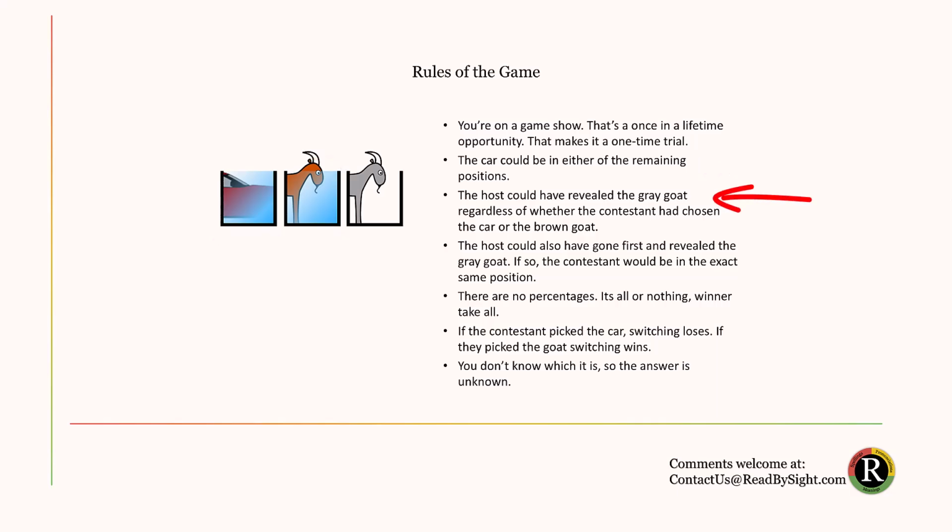The host could have revealed the gray goat, regardless of whether the contestant had chosen the car or the brown goat. So just to repeat that, this door could be opened regardless of which of these doors had been picked. The host could also have gone first and revealed the gray goat. If so, the contestant would be in the exact same position. Now there are no percentages. It's all or nothing, winner take all. If the contestant picked the car, switching loses. If they pick the goat, switching wins. It's cut and dried. We don't know which it is, so the answer is unknown.